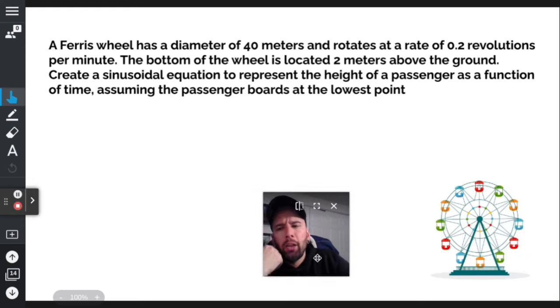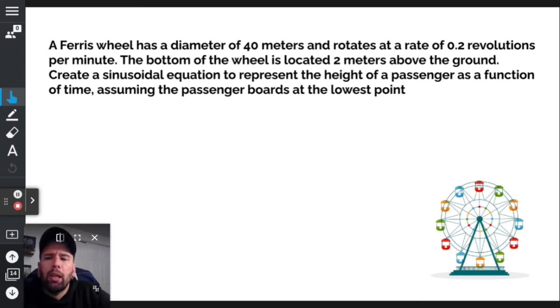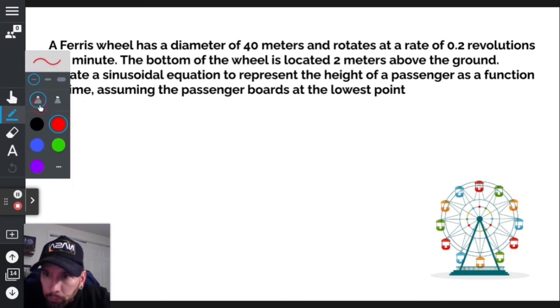A Ferris wheel, by the way, AP Precalc exam problems, love the Ferris wheel problem. Pretty popular. You'll see it probably on a practice test or an actual test here and there. The Ferris wheel has a diameter of 40 meters and rotates at a rate of 0.2 revolutions per minute. The bottom of the wheel is located 2 meters above the ground. Create a sinusoidal equation to represent the height of the passenger as a function of time, assuming the passenger boards at the lowest point. Okay. Boards at the lowest point means not sine.